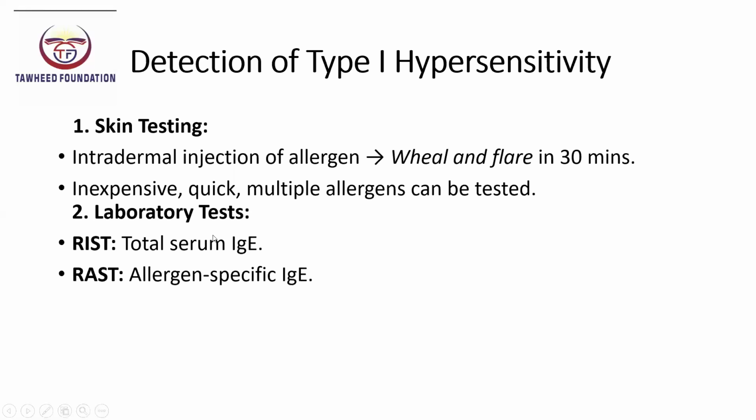Laboratory methods include RIST, which measures total serum IgE, and RAST, which detects allergen-specific IgE. These tests help identify the positive allergen and guide treatment.